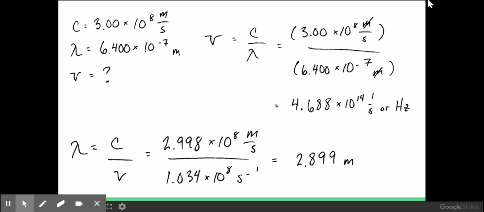That summarizes the basic properties of light using the speed of light equation, and then we'll be moving on to more advanced concepts with quantum theory in a later lesson.